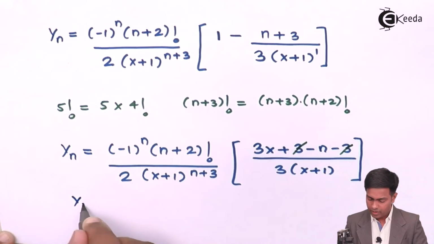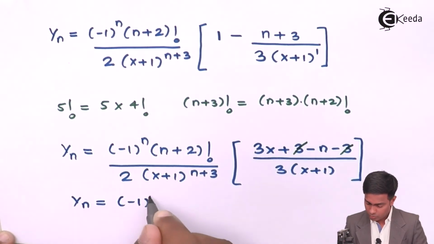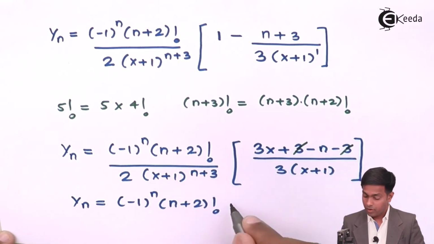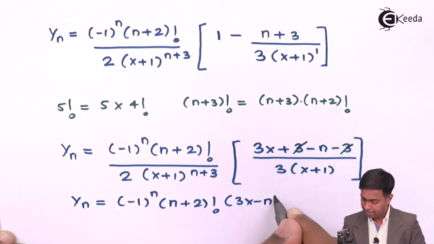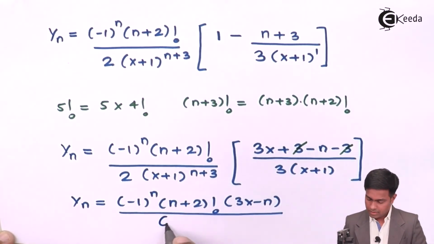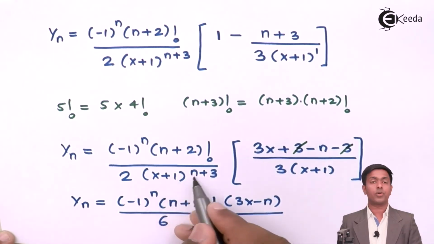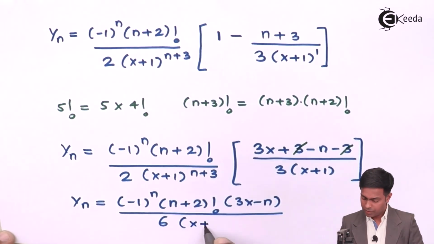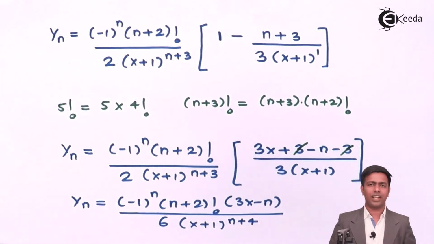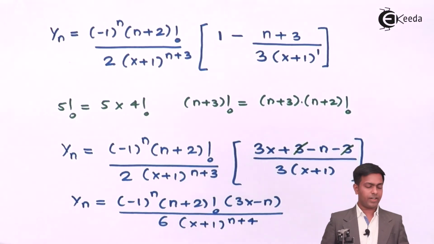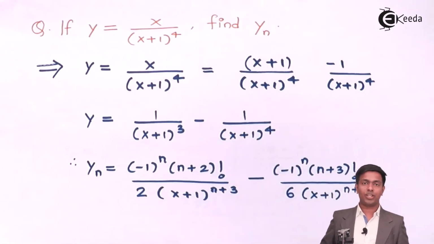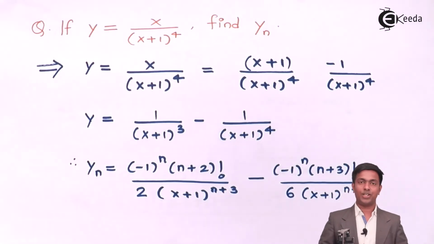So finally yn is minus 1 raised to n, n plus 2 factorial. From here we'll get 3x minus n. In the denominator, 2 3s are 6. Then x plus 1 raised to 1 and x plus 1 raised to n plus 3 is x plus 1 raised to n plus 4. And guys, let me tell you that this is the final answer of the nth derivative of the given function y. So here we got the answer, and I'm sure that you like the explanation and you understood the method.